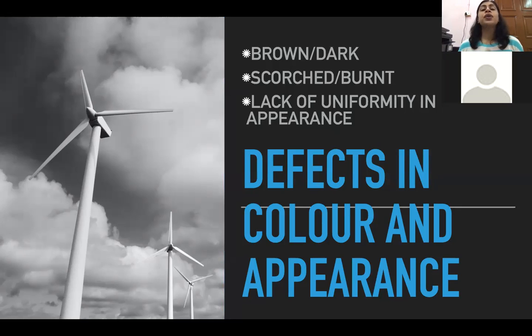Here we'll talk about the Maillard reaction. One defect is browning or darkening of the product. Here the Maillard reaction plays a very important role. Second is scorched or burnt product. The product burns and the color and appearance of the product changes. And the third is lack of uniformity in the appearance of the product. Clear? These three are the defects in color and appearance.